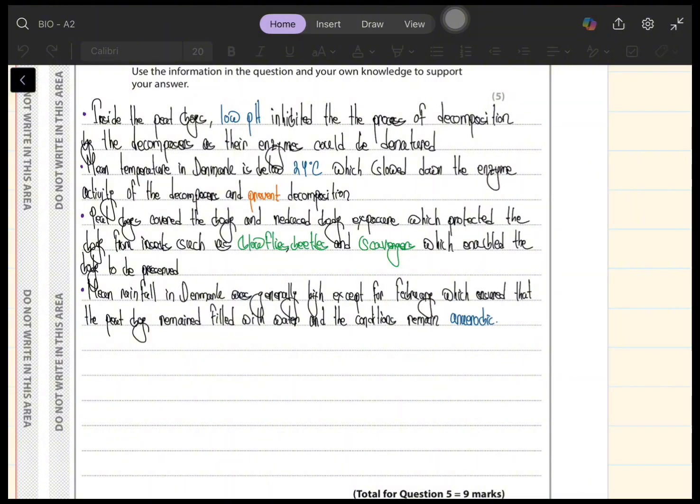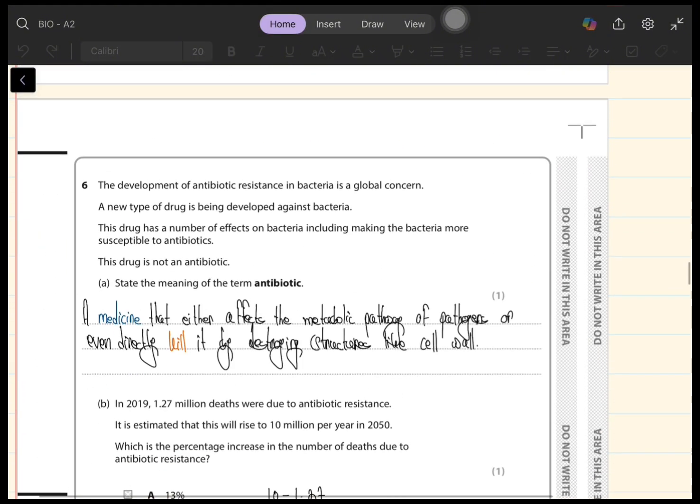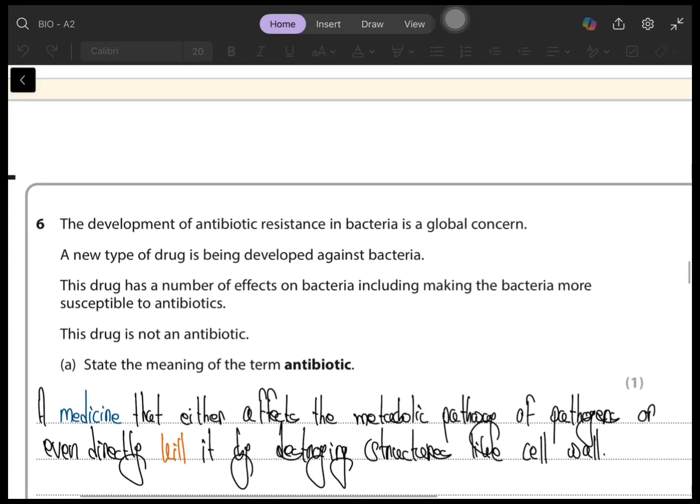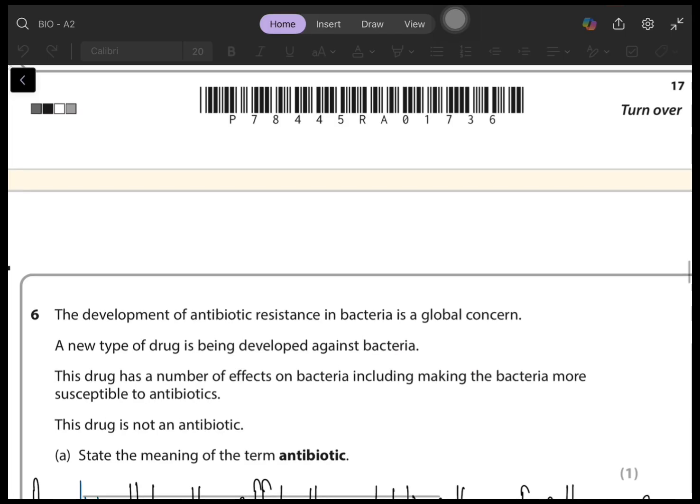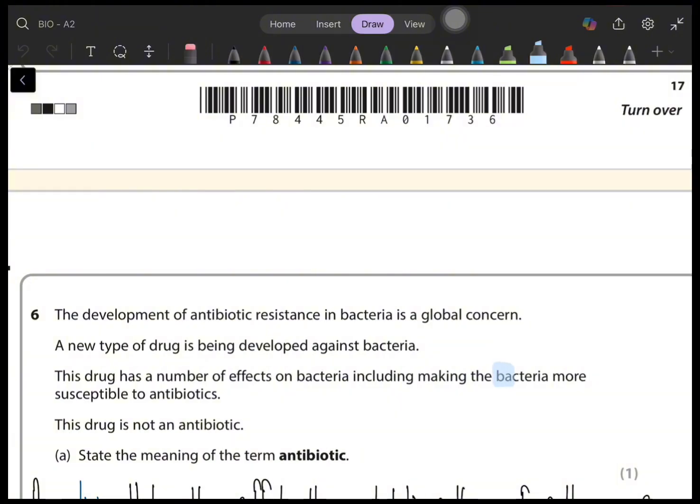So moving on to the next question, that is question number 6. All right, so it says that the development of antibiotic resistance is a global concern. A new type of drug is developed against bacteria. The drug has a number of effects on bacteria, including making bacteria more susceptible to antibiotics. So a drug has been developed, and the purpose of the drug is to make the bacteria more susceptible or vulnerable to the use of antibiotics.